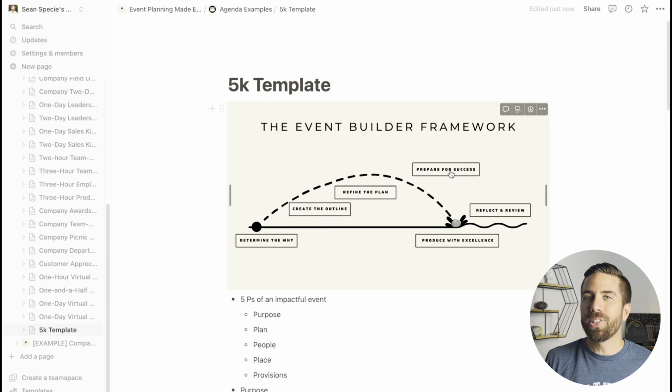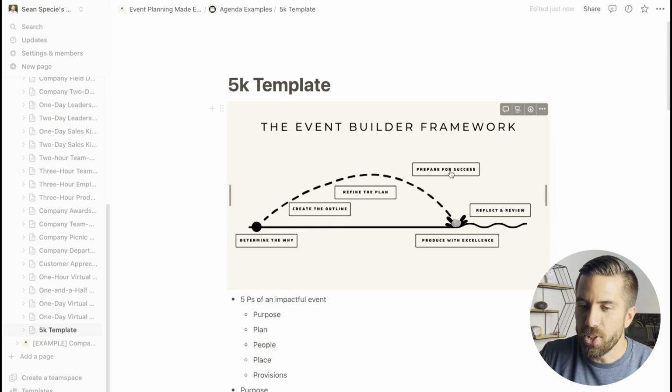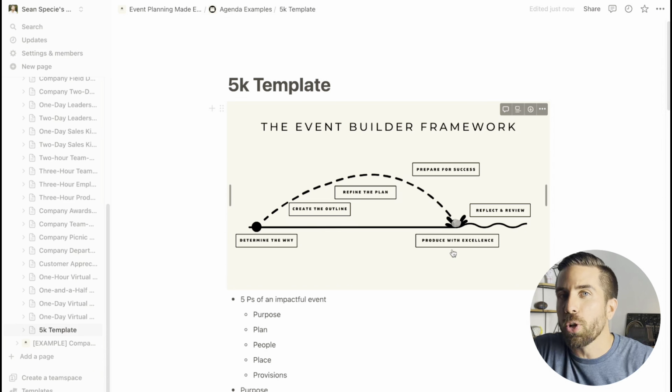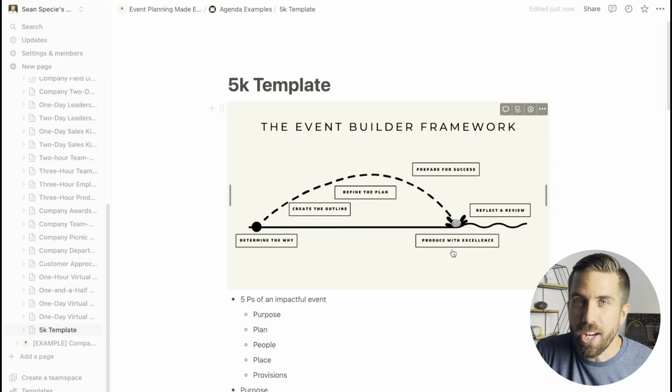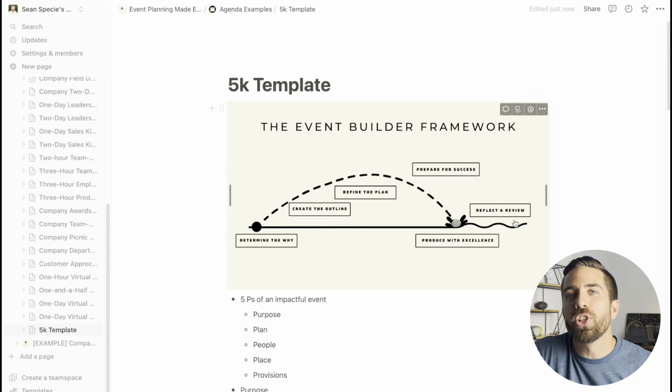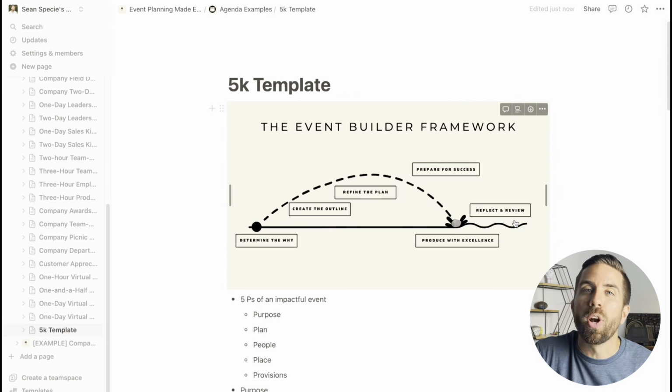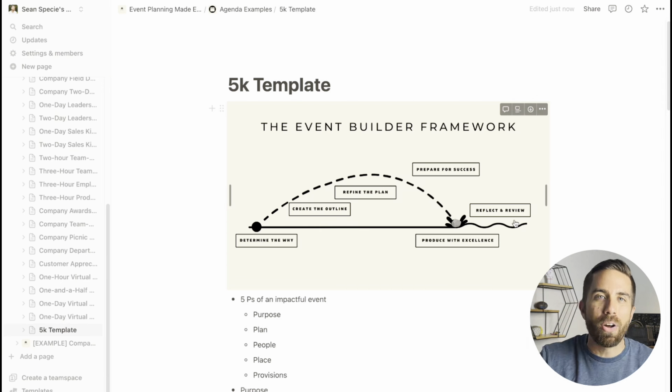And then you need to prepare for success. That's the stage where you are gathering things together. You're getting closer and closer to your event date, and you are making final preparations. And then you need to follow your plan that you have refined, follow your outline that you have made more detailed, and produce with excellence. And then finally, the last thing you need to do after your 5K is reflect and review, where you are thinking with your team about the event holistically. How did it go? What could be done better next year?